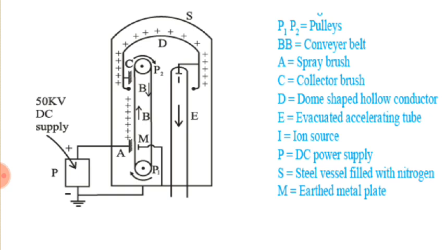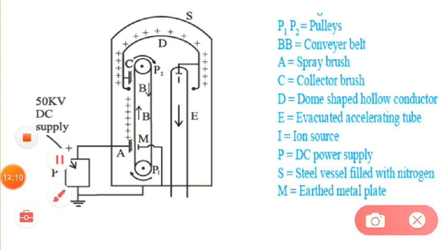Basically, there is a belt made up of insulating material like silk or rubber, and it moves continuously by using these 2 pulleys, P1 and P2. Now how can it move? It is connected to a motor, which is actually not shown in the diagram, and the motor gives the power supply. Then P1 and P2 continuously roll, and with the rolling the belt is also moving in a continuous process.